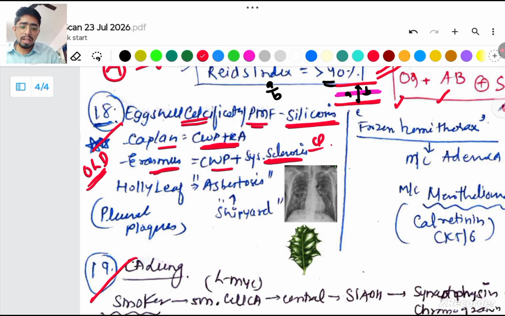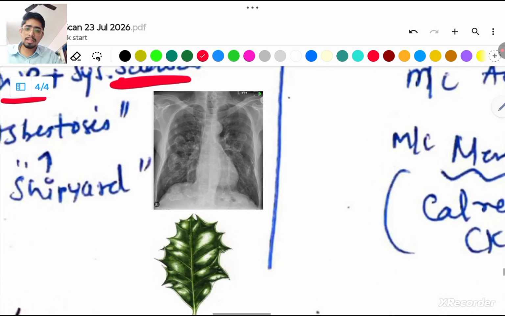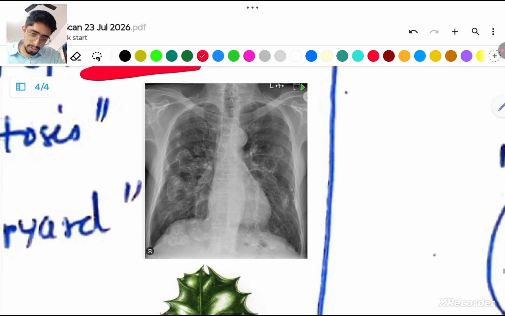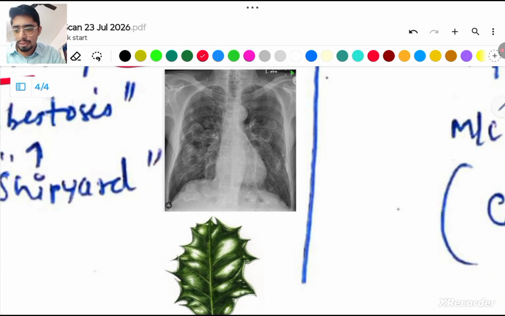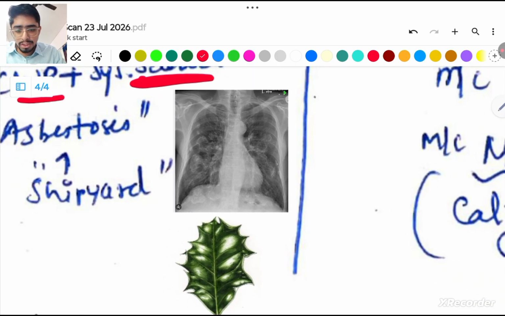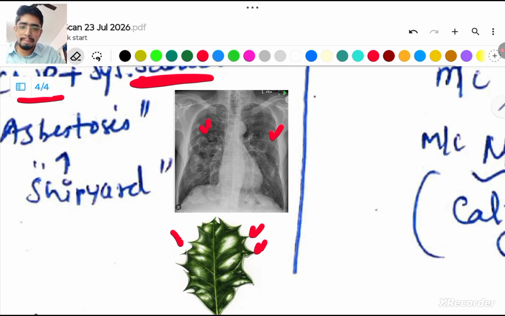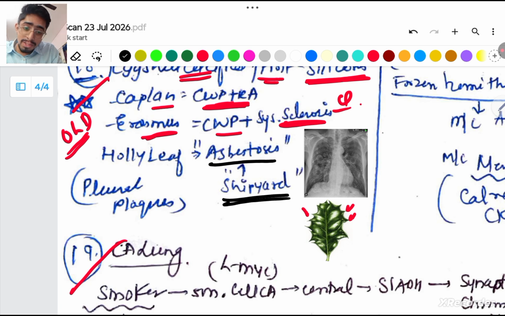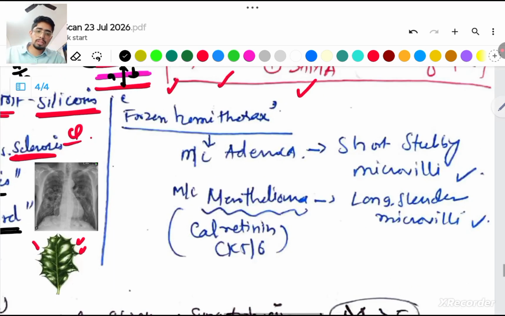Now, what is the X-ray right here that you see? This is an X-ray of asbestosis. Why? Because of the holly leaf sign. This is what you call a holly leaf sign. It has a sharp pointed end like these, and so you have a picture like this. So this is your holly leaf sign. Okay, let me erase it. So holly leaf sign, we remember it as asbestos. The question would be talking about the shipyard industry, and you will see there is a pleural plaque mentioned. So that is your asbestosis.